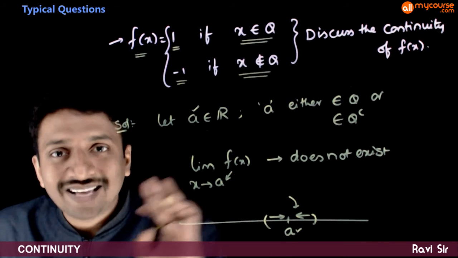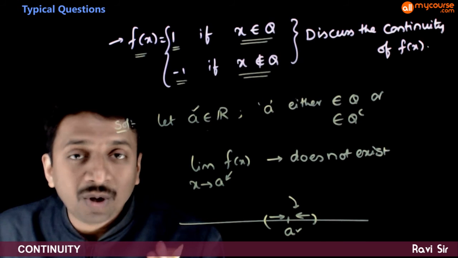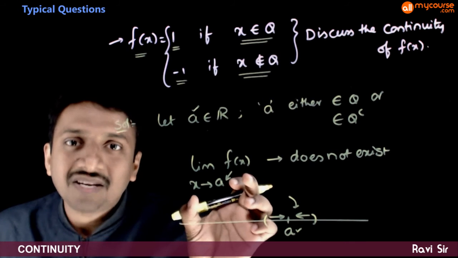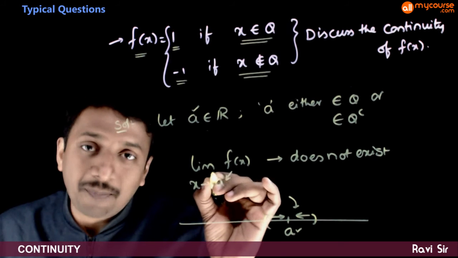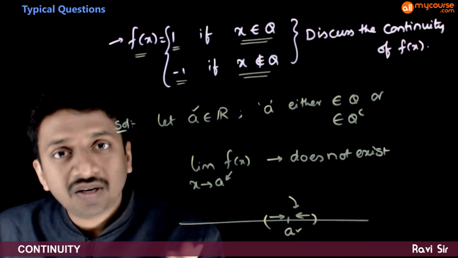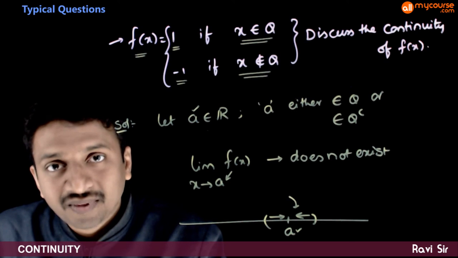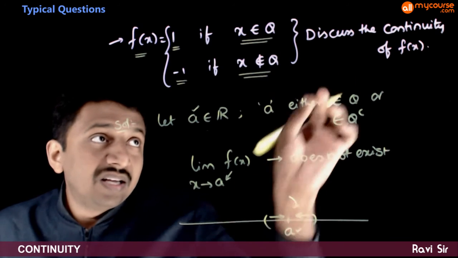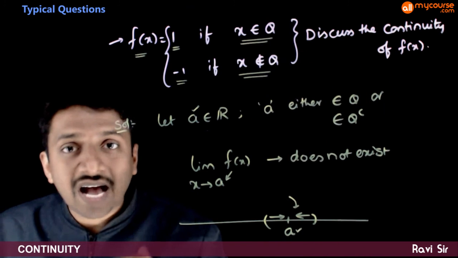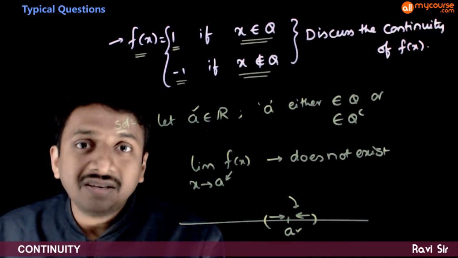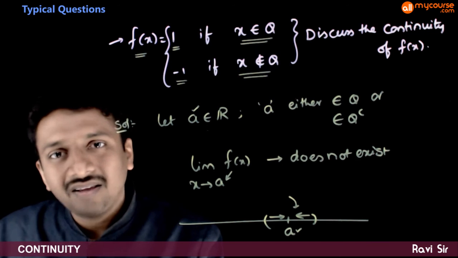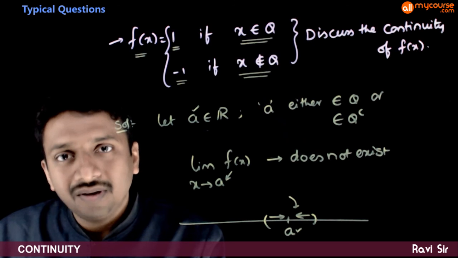So this is an example of non-removable discontinuity of type 2, that is, limits don't exist. The limit as x tends to a plus does not exist, and the limit as x tends to a minus also does not exist. So if you are asked to discuss the continuity of f(x), the answer will be that this function is discontinuous at every x belonging to the real numbers.